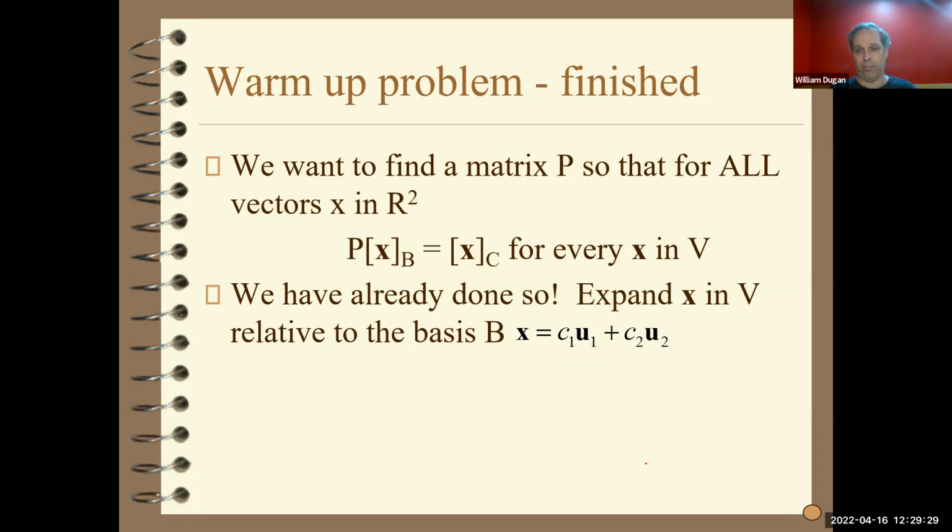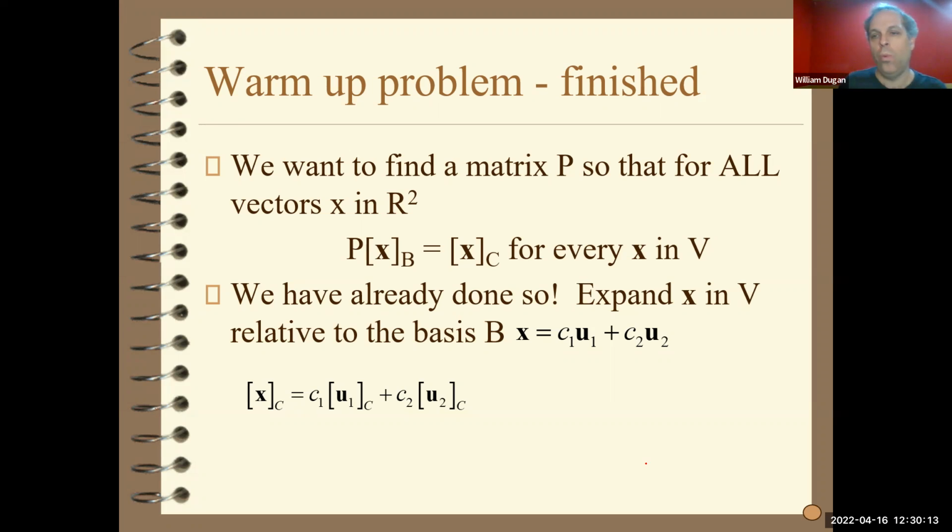Let's suppose we have vector X, and let's suppose that we write it as a linear combination of the vectors in the basis B. So vector X is C1 times U1 plus C2 times U2. That's expanding X relative to the basis B. Just take coordinates on both sides, to find what the corresponding thing would be relative to the basis C. We know that the coordinates of X relative to C has to be the coordinates of that linear combination relative to the basis C, but coordinates distribute through constant multiplication and vector addition. So we get that statement.